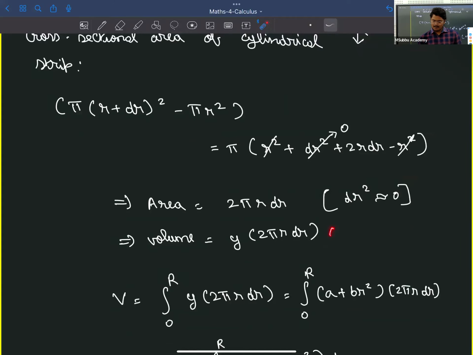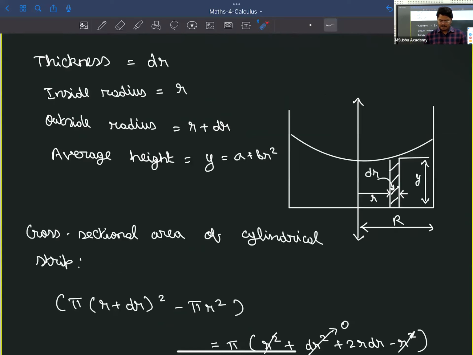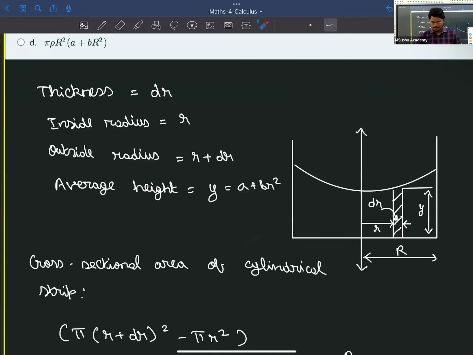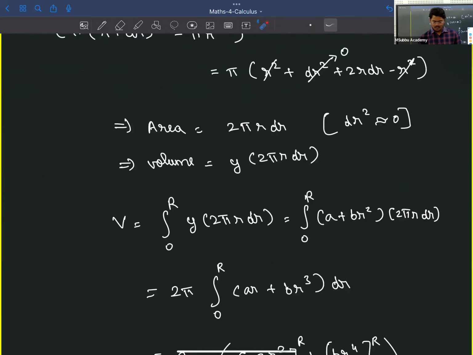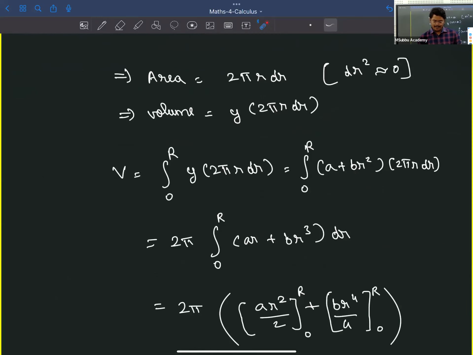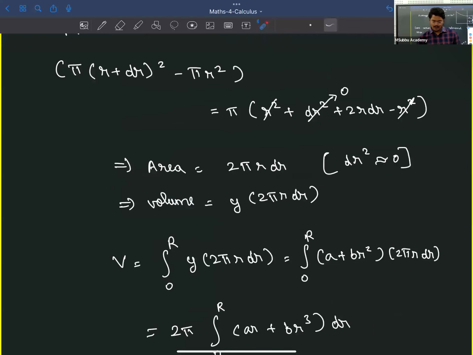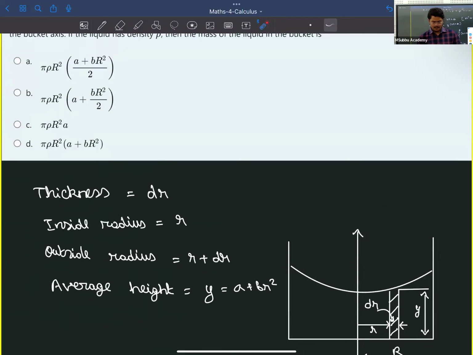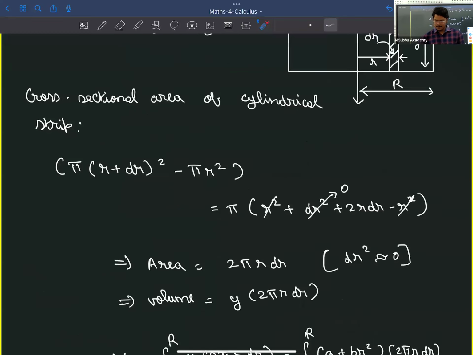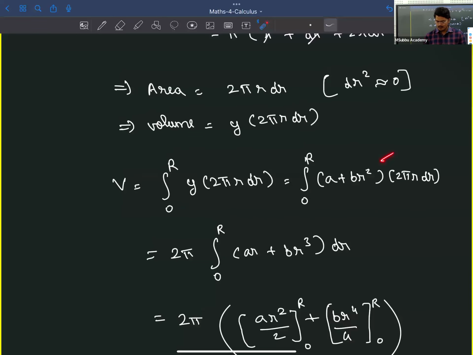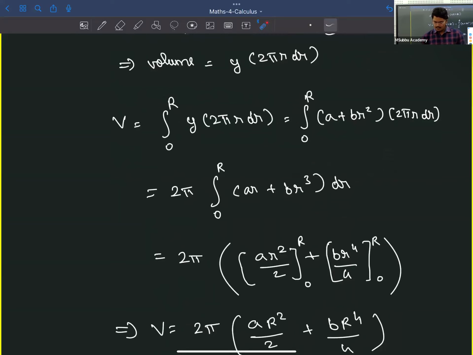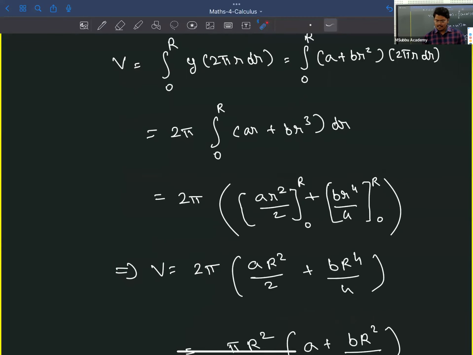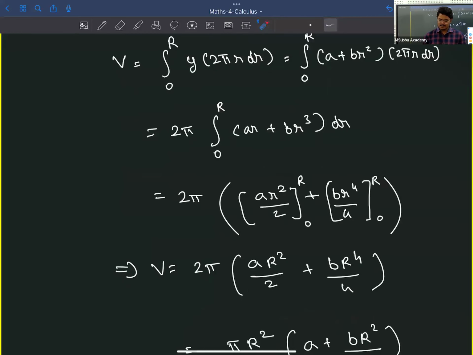Now we want the volume, so we multiply by its height. What is the height given here? a plus b r square. So we have the volume. Now we have to integrate between 0 to R, to find the volume of the whole cross section. Substitute y equals a plus b r square. The 2 pi comes out because it is a constant, and multiplying r inside the brackets, we get a r plus b r cube, integrated in terms of dr.